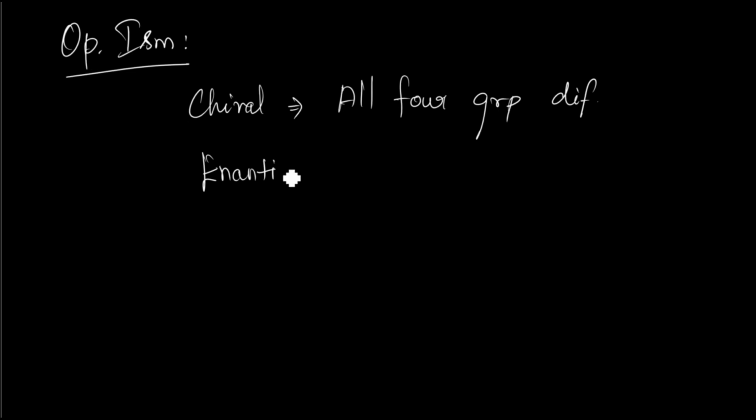Enantiomers are non-superimposable mirror images, and diastereomers are non-superimposable non-mirror images. Okay, we already discussed the isomerism part. I don't want to get into more detail about those things. This can be your checklist.